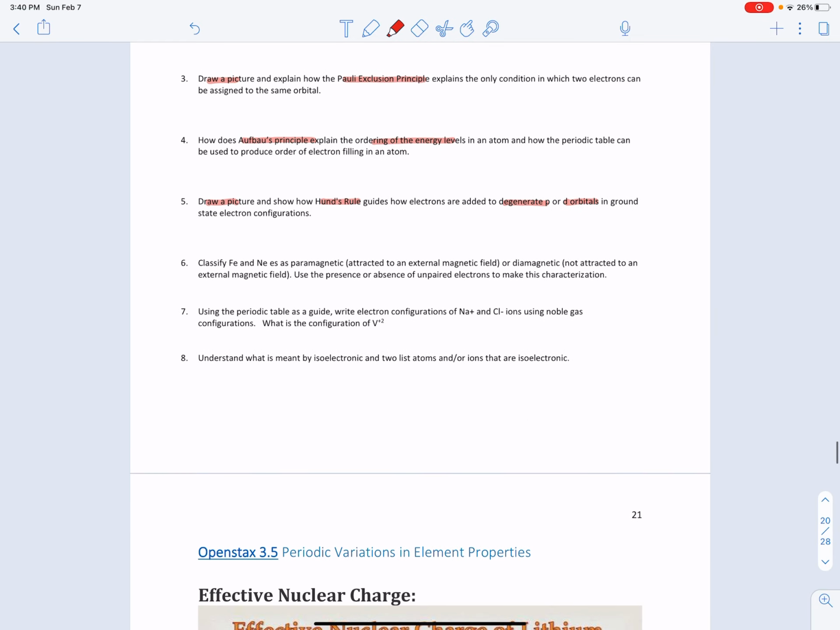We mentioned paramagnetic, so you might try drawing both of those configurations and figure out which one is paramagnetic or diamagnetic. You can use the presence of unpaired electrons, of course, to make that characterization, so go back and check that. And then make sure you can use the periodic chart as a guide to do configurations of ions, not just of neutral elements, but you need to know the neutral elements also. Then isoelectronic, and list some atoms or ions that are isoelectronic.